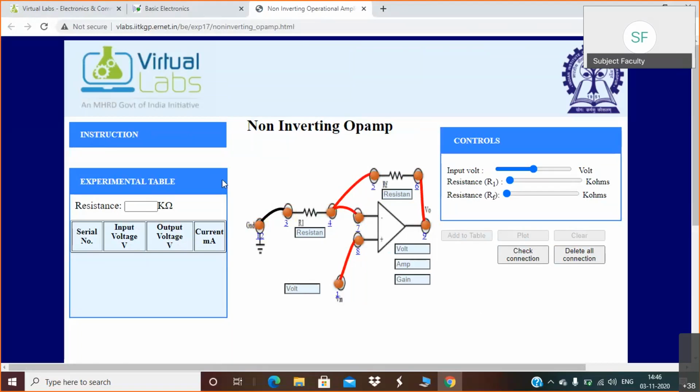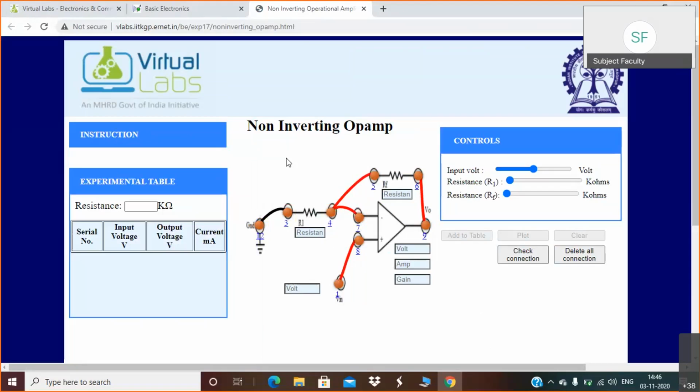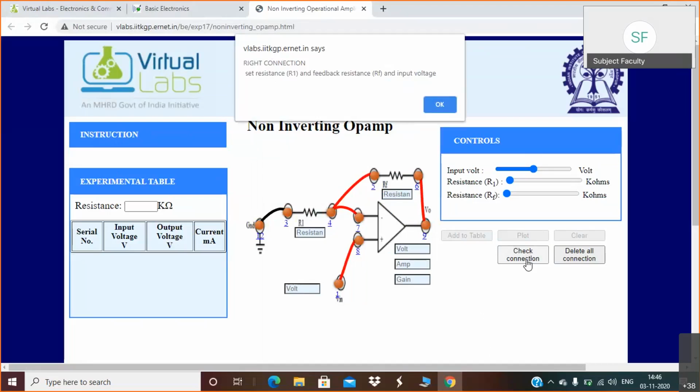You can also follow the instructions. There are the connection, how to do the connections. It is already mentioned here. Now I am checking whether my connections are correct or wrong. So when I click the check connection box here, one window will be generated saying right connections. Next instruction is you have to set R1, feedback resistance RF and input voltage. So we'll say yes, we'll do that.